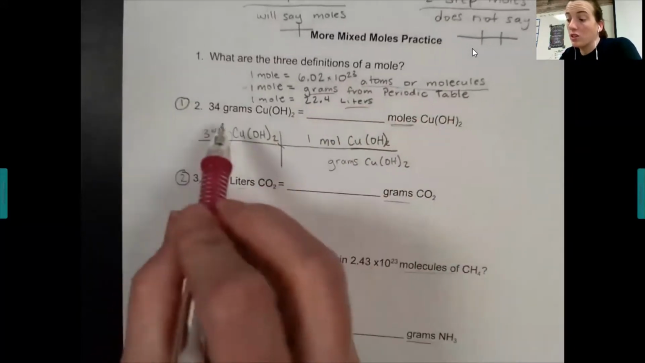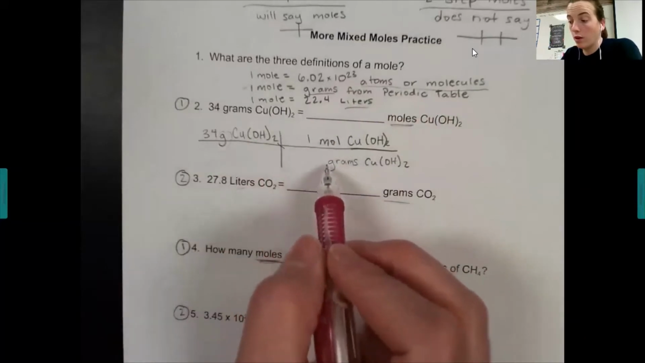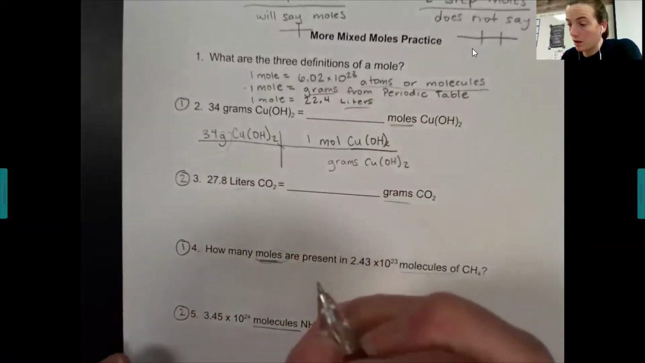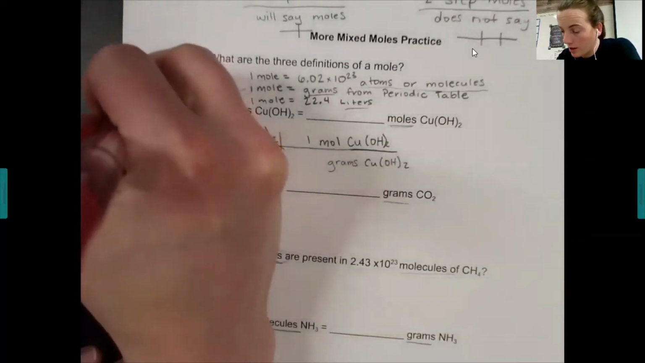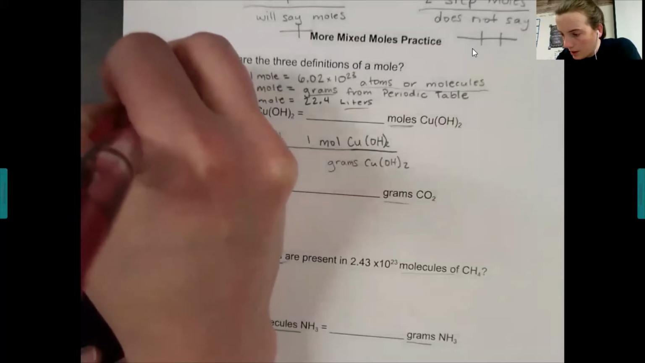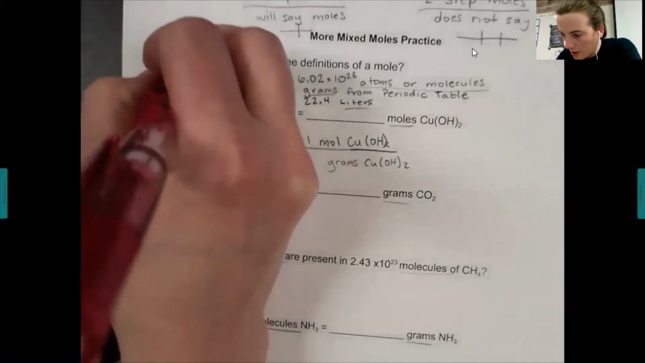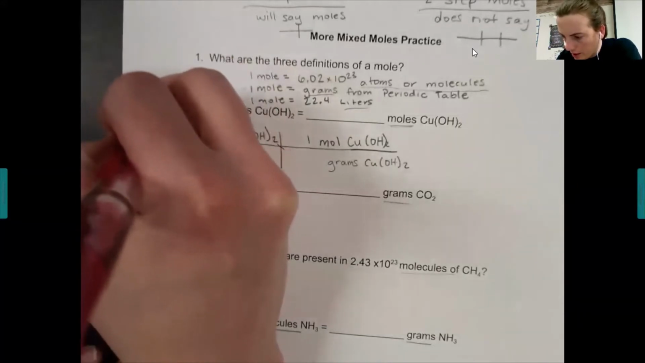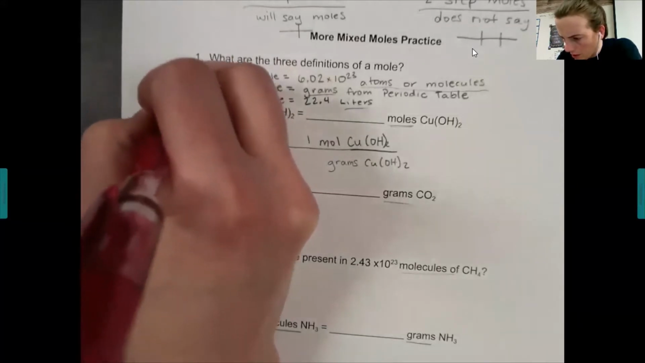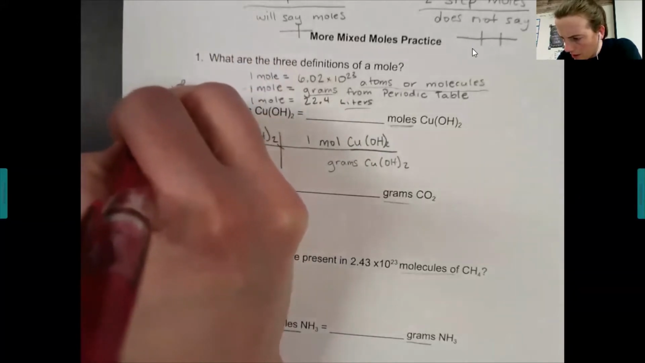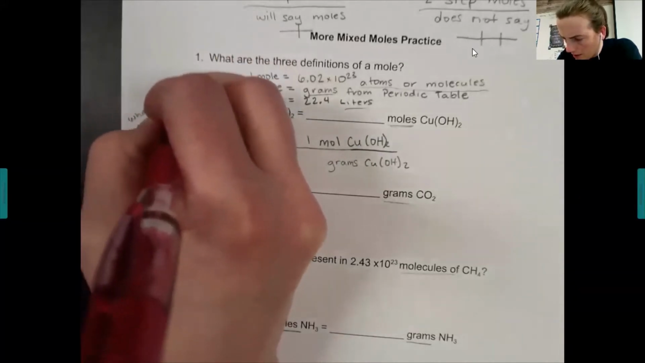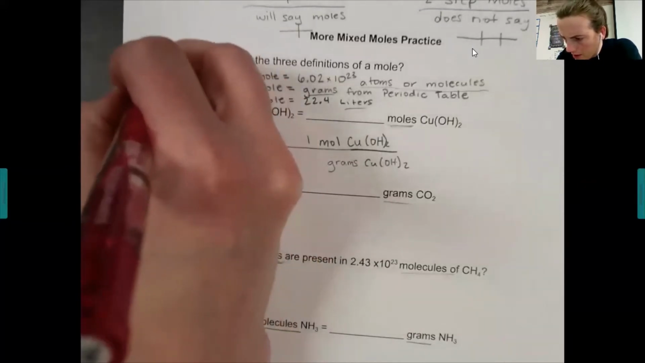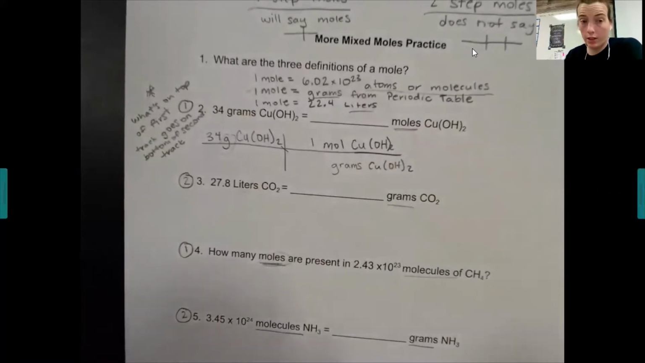If I started with moles, then this 1 mole would have gone on bottom, because again, whatever is on top goes on bottom of the next one. I'll even write that on here: what's on top of the first track goes on bottom of the second track. Again, this is where a lot of people got stuck too.